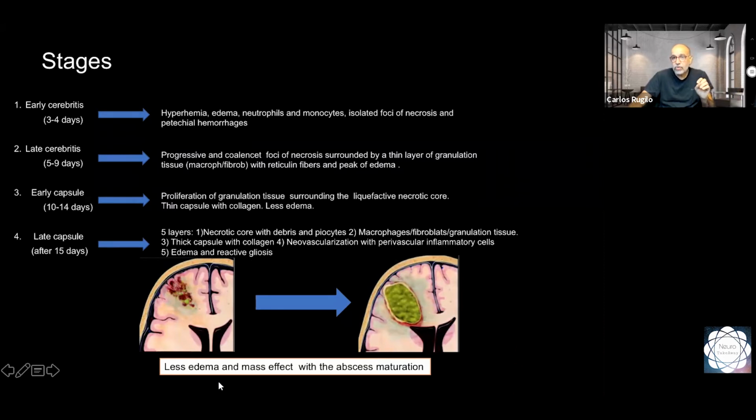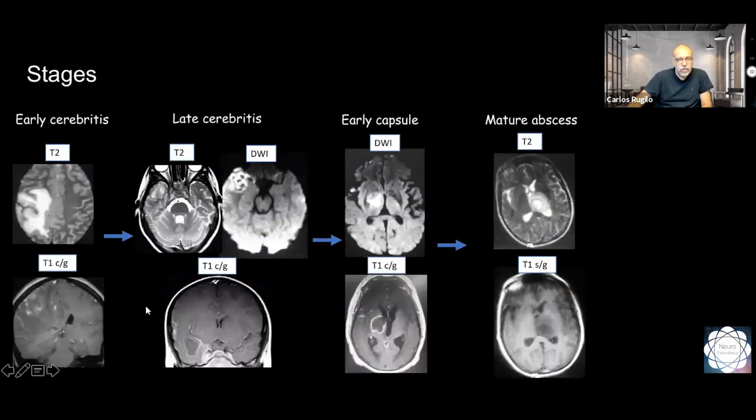And it's very important to know that this edema and mass effect is less evident in the mature abscess than in the previous stages. And here you can see how we see these phases on MRI. The early cerebritis consists of a very heterogeneous lesion, with hyperintense signal on T2 and hypointense on T1, with some heterogeneous pattern of enhancement, and a lot of mass effect. As we said, it consists mainly of edema.